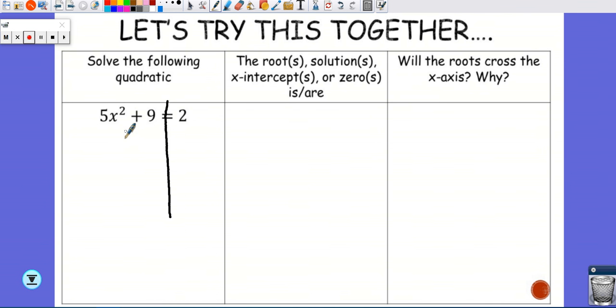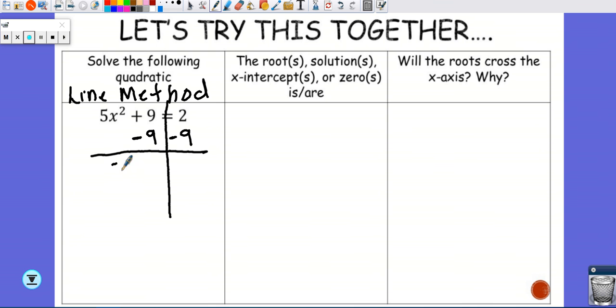This is called the line method, and you've probably heard it in some of your other math classes. I have a constant on the left side. If this is a plus, I need to change the sign. I need to take its additive inverse since I have to cross this over the line and it needs to go to the other side. And then we get 5x squared equals negative 7.